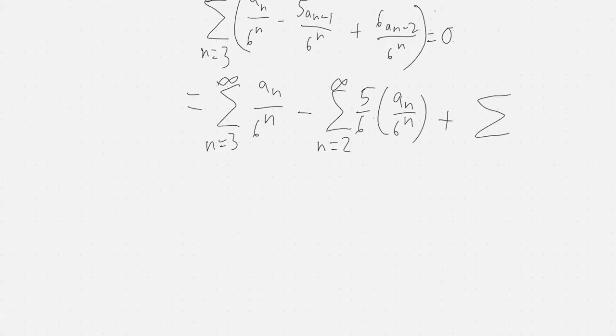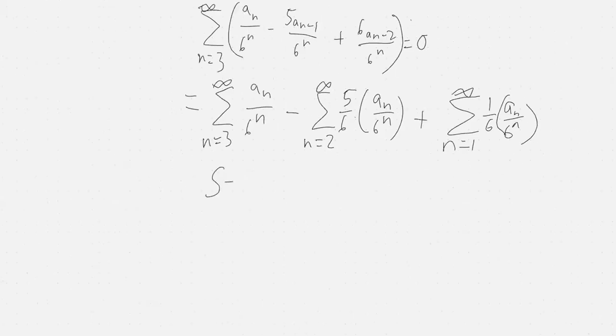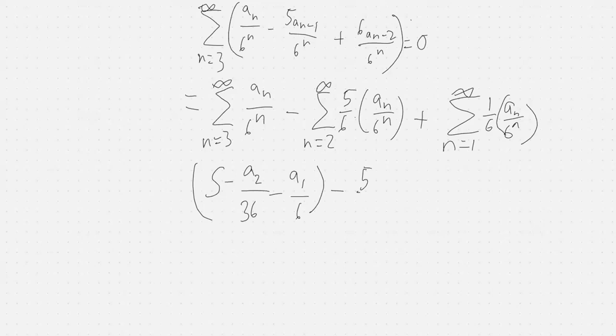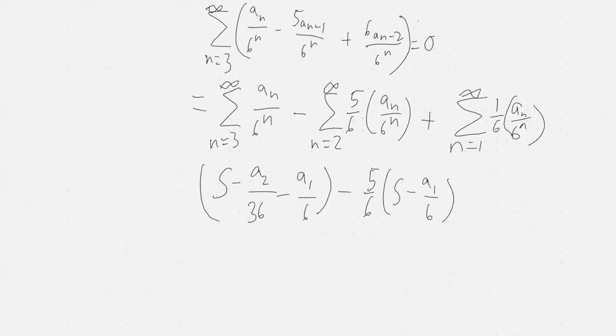And if you say what you want to find is s, then this thing is s minus a1, a2 over 36 and a1 over 6. And then the second term is 5/6 of s minus, because you don't have the first term when n is 1. So that's like a1 over 6. And then this term is just 1/6 s. And this whole thing equals 0.